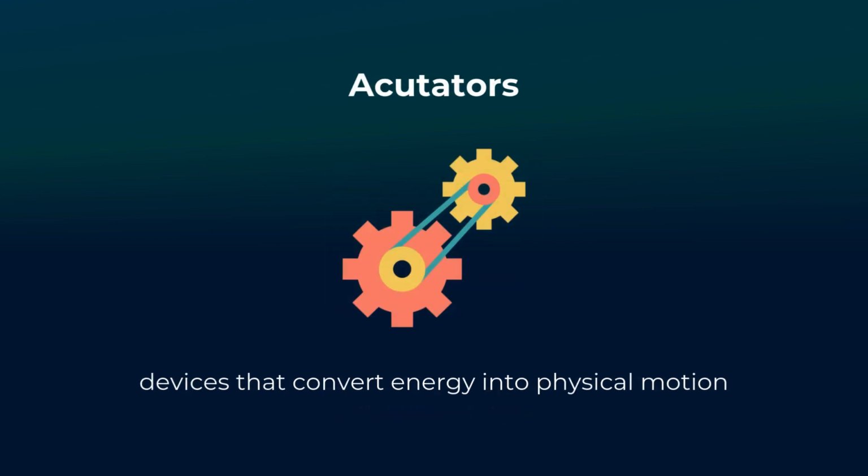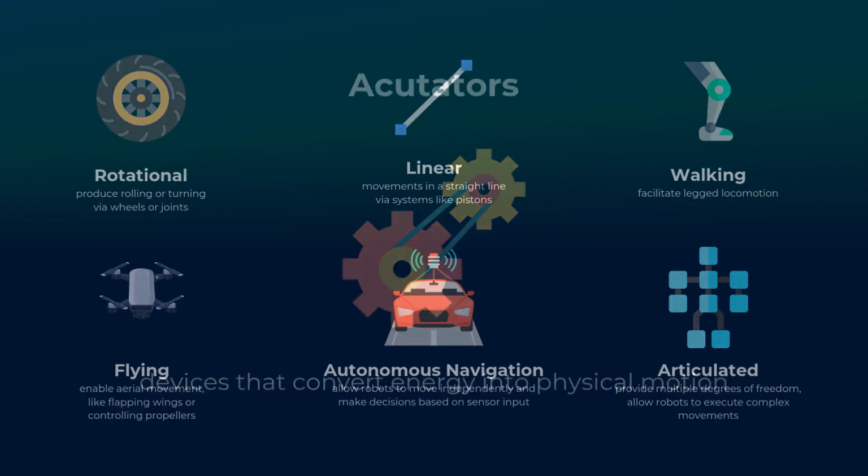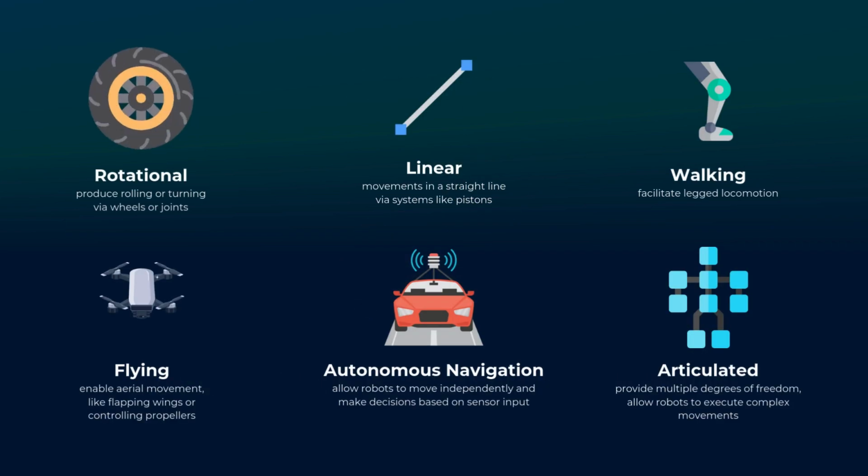Actuators act as the response to the information received from the sensors by converting energy into physical motion. Some common actuators include rotational actuators that roll or turn wheels or joints, linear actuators that control movements in straight lines using things like pistons, walking actuators that facilitate locomotion, flying actuators that enable aerial movement through the flapping of wings or propellers, autonomous navigation actuators that allow robots to move independently and make decisions based on sensor inputs, and articulated actuators that provide multiple degrees of freedom to execute complex movements.